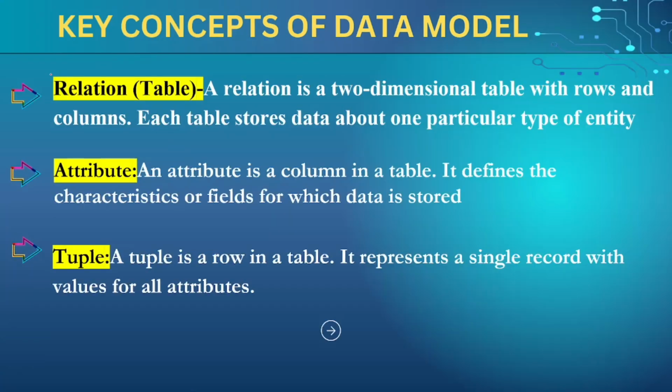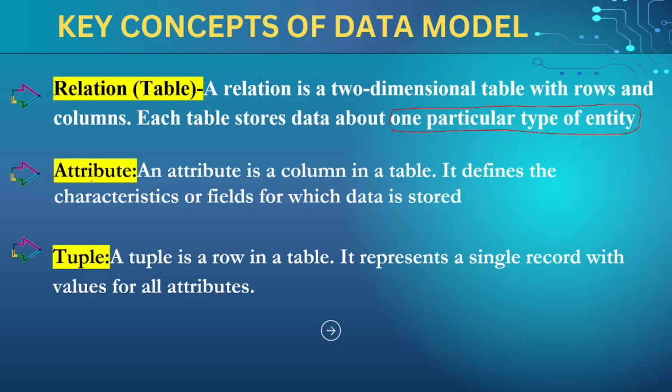And what is the meaning of key concepts of the data model? So what are the key concepts? The first one is relation, which means a table. So table is nothing but the relation, as I told you. It is a two-dimensional table with rows and columns, and each table stores data about one particular type of entity. What is the meaning of one particular type of entity? In a student table, I can store only the student details. I can't include the guardian details or attendance, right? That is called one particular type of entity.